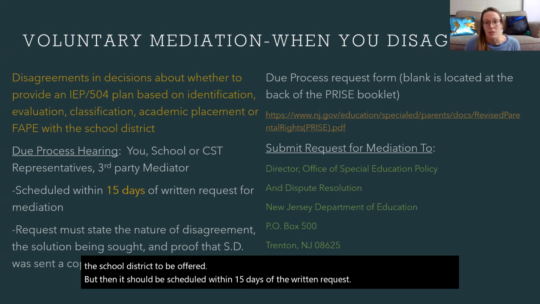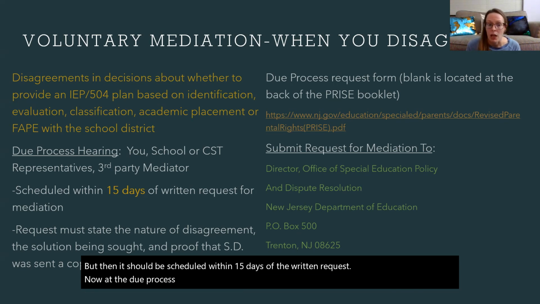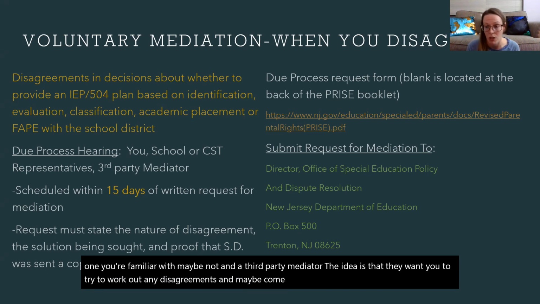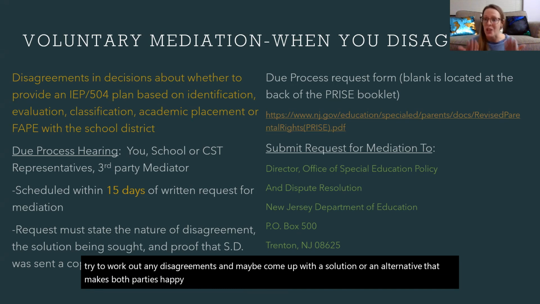Now, at the due process hearing, it will be you, a child study team representative or member, maybe one you're familiar with, maybe not, and a third-party mediator. The idea is that they want you to try to work out any disagreements and maybe come up with a solution or an alternative that makes both parties happy and ultimately gets the child the services that they need.